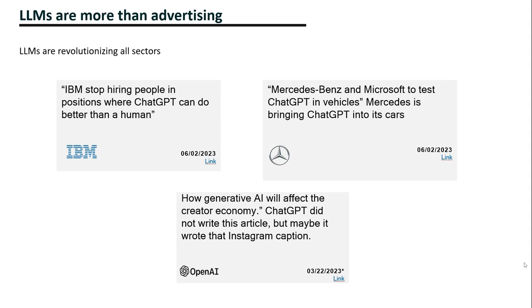Even the most traditional sectors are adopting these technologies. Mercedes and Microsoft, for example, have begun implementing ChatGPT in vehicles, with the expectation that this implementation will be successful in the coming months. Consequently, despite the risks involved, the applications of these models are expanding to numerous industries.